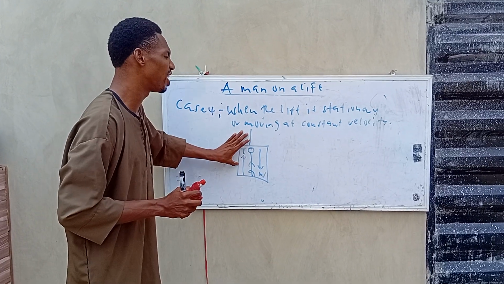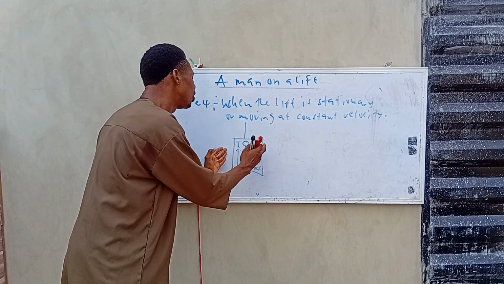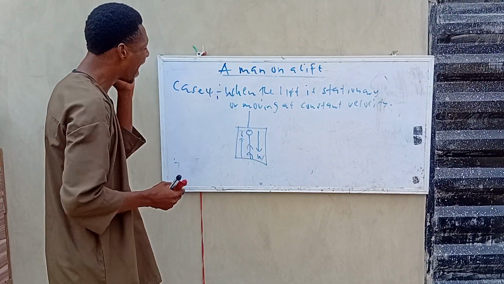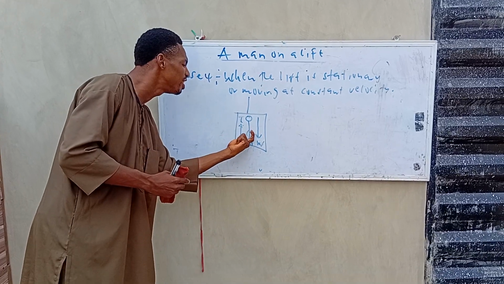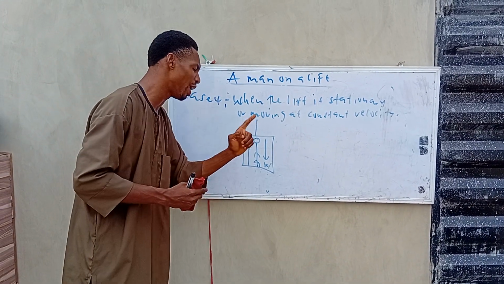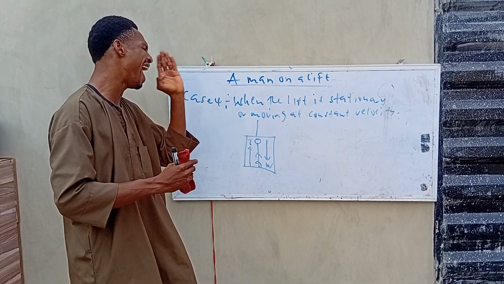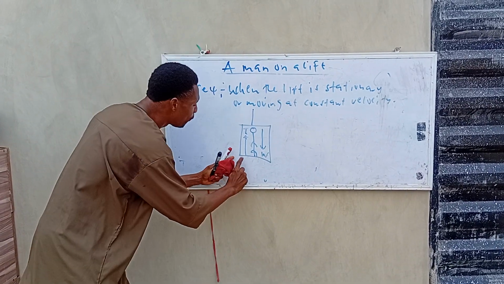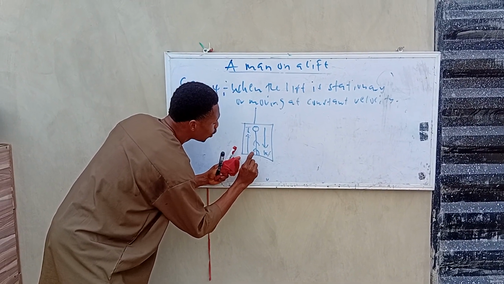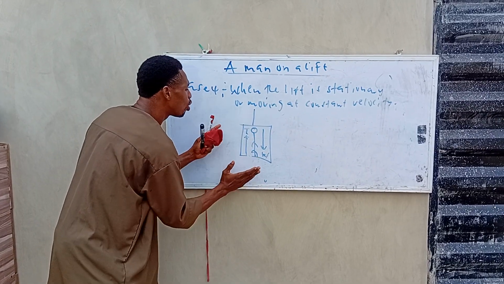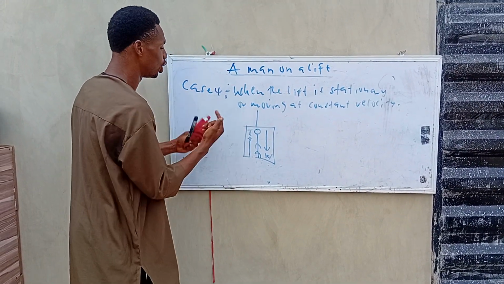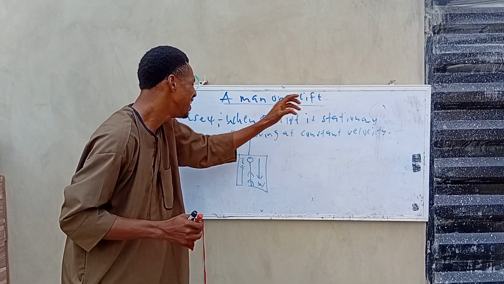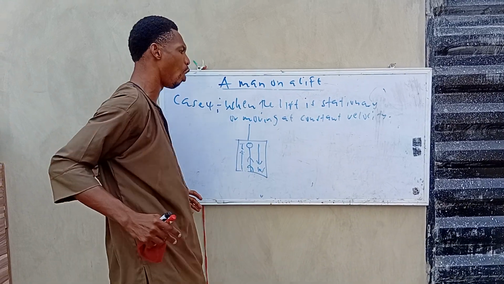For this lift to be stationary, what will happen? It means the total force acting on the man on this lift are equal. Don't forget, there are two forces acting on this man on the lift. The first force is the weight of the man, which is always acting downward. And the force from the floor of this elevator is acting upward. You call it reaction R, or you call it tension T. For this man to be stationary, these two forces must be equal.